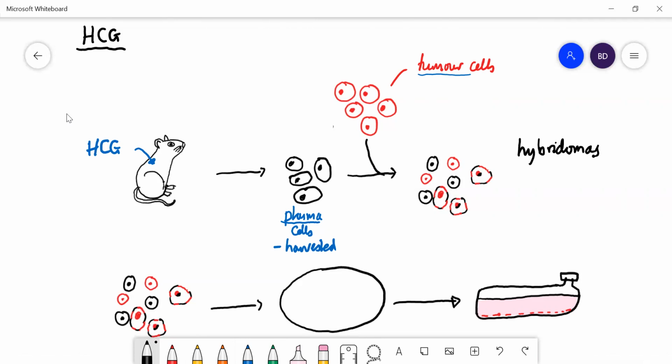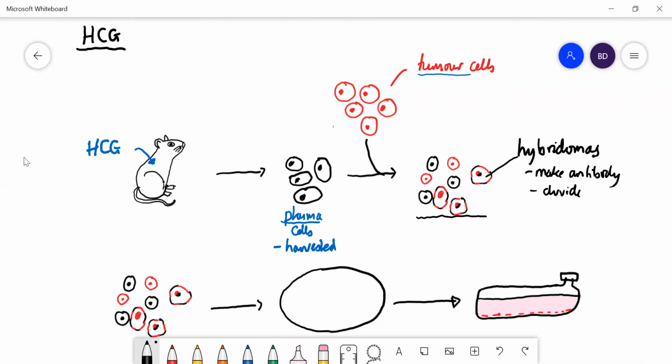That just means a hybrid mixture of two cells. When you mix the two cells together, you get some of the black ones. They're plasma cells that haven't managed to join up with a tumor cell. You get some of the tumor cells, the red ones, that haven't managed to join up, but then you get a few of these so-called hybridomas, which are a mixture of the two different cell types. And they're really useful because they can make antibody, and that property comes from the plasma cell, but they can also divide forever, as much as they like.